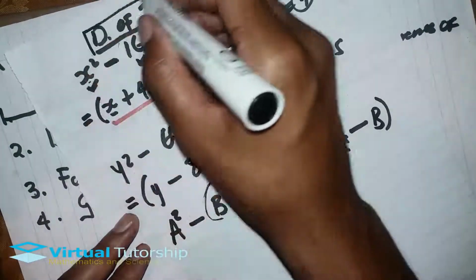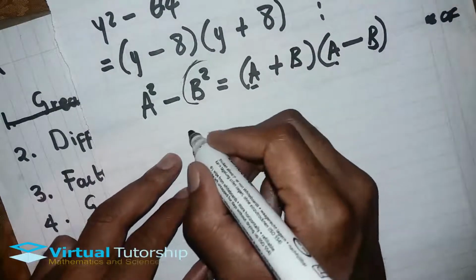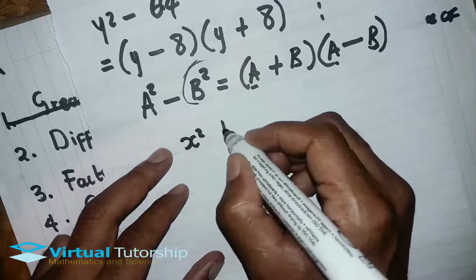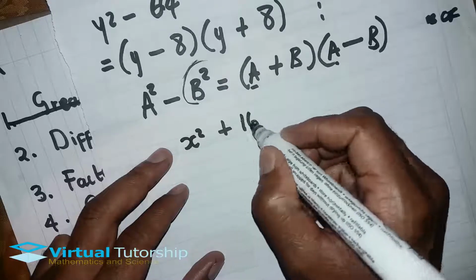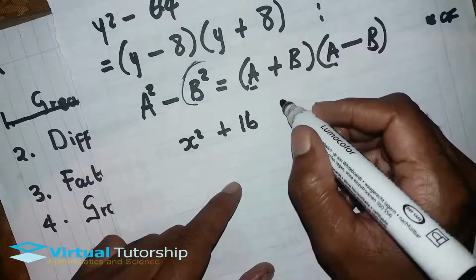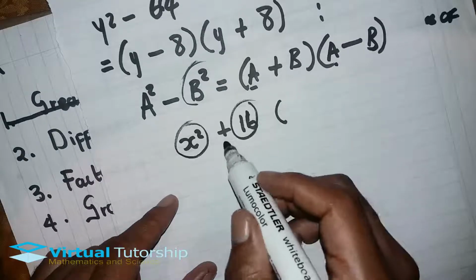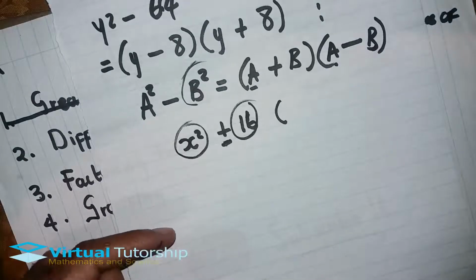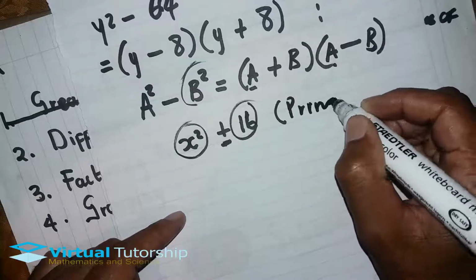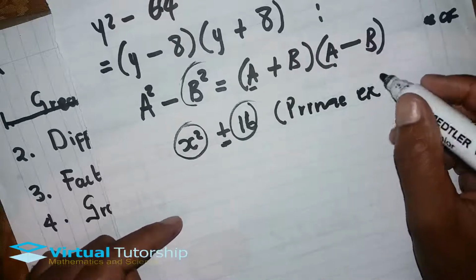Difference of two squares, we solve so. Then another learner might ask, how about x squared plus 16? Answer this: if you have two squares with a positive sign in between, it's what we call a prime expression.